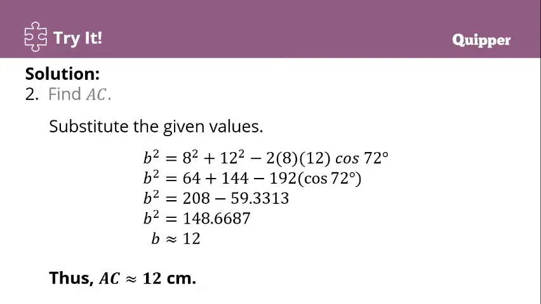We have b squared is equal to 8 squared plus 12 squared minus 2 times 8 times 12 cosine 72 degrees. We have b squared is equal to 64 plus 144 minus 192 cosine 72. And then, solving further, we have b squared is equal to 148.6687, and then take the square root of both sides to find b, which is now approximately 12. And take note, since we let b be equal to AC, therefore b or AC is just equal to 12 centimeters. That is to complete.